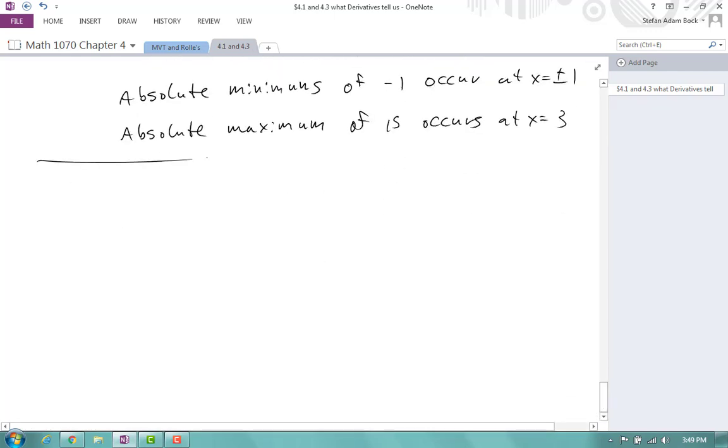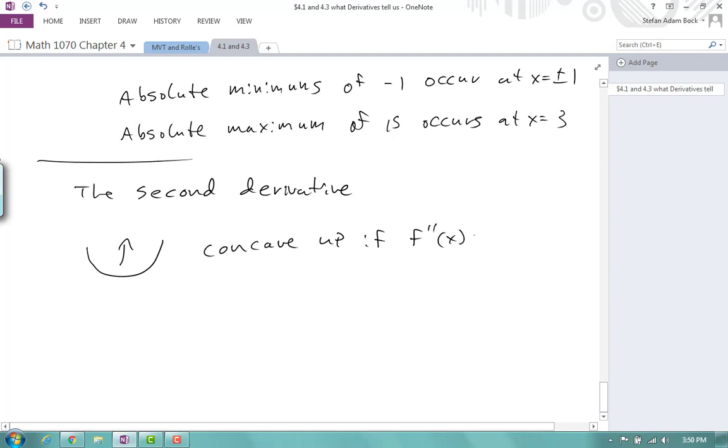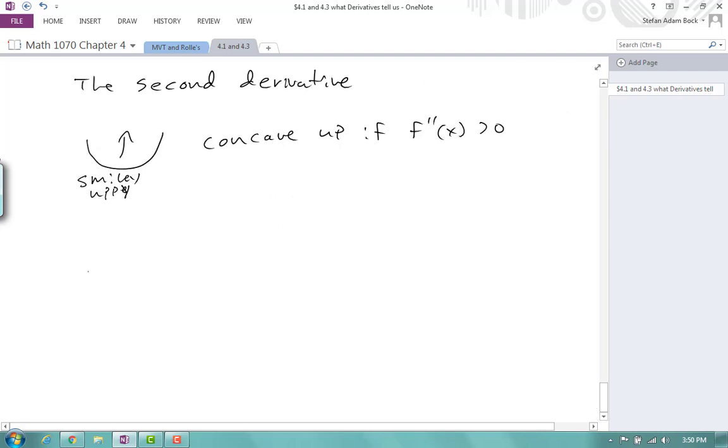The second derivative will also tell us information about the graph, and it tells us the direction of the concavity of the graph. So we'll say f of x is concave up, or in technical terms, smiley uppy, if the second derivative is positive. And the function is concave down, or again in technical terms, frowny downy, if the second derivative is negative.